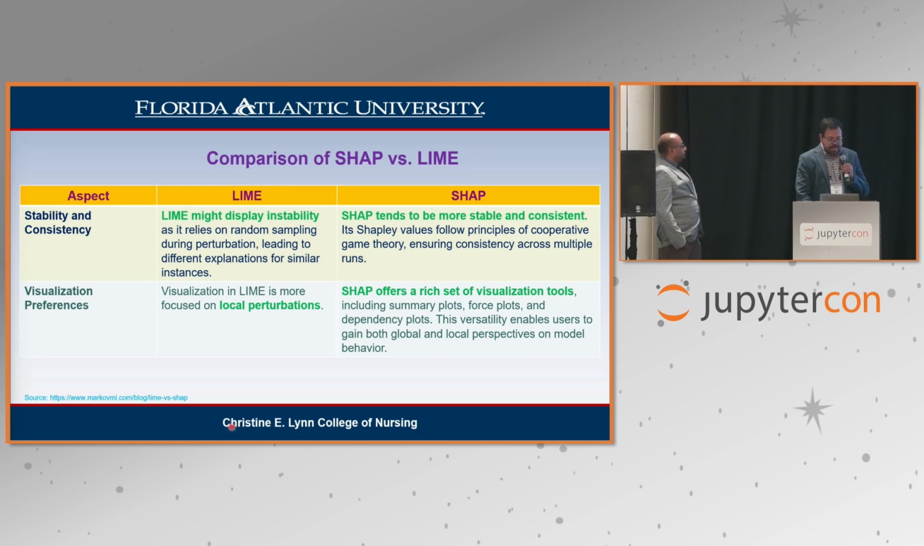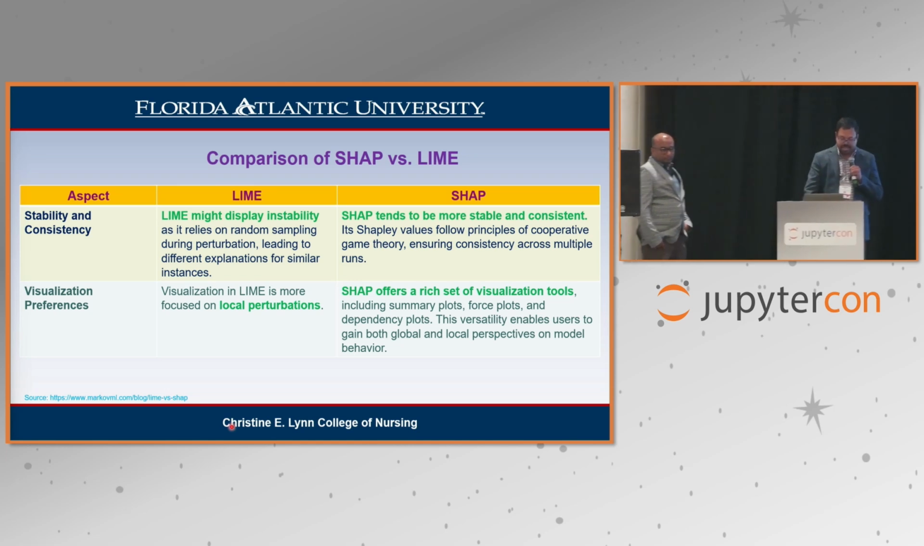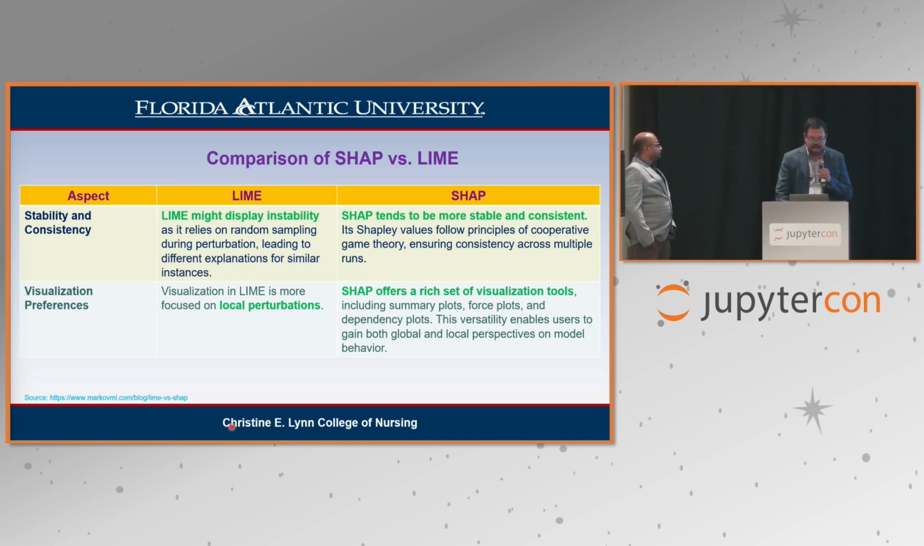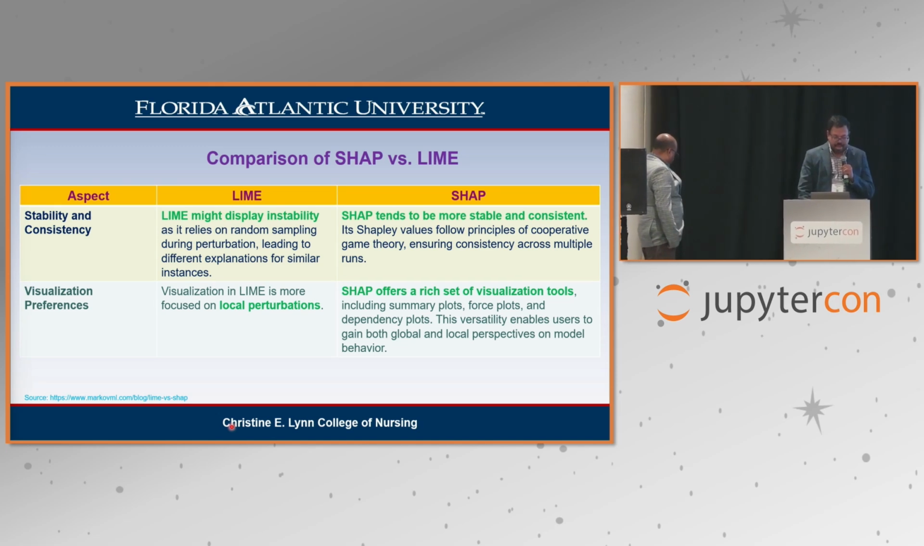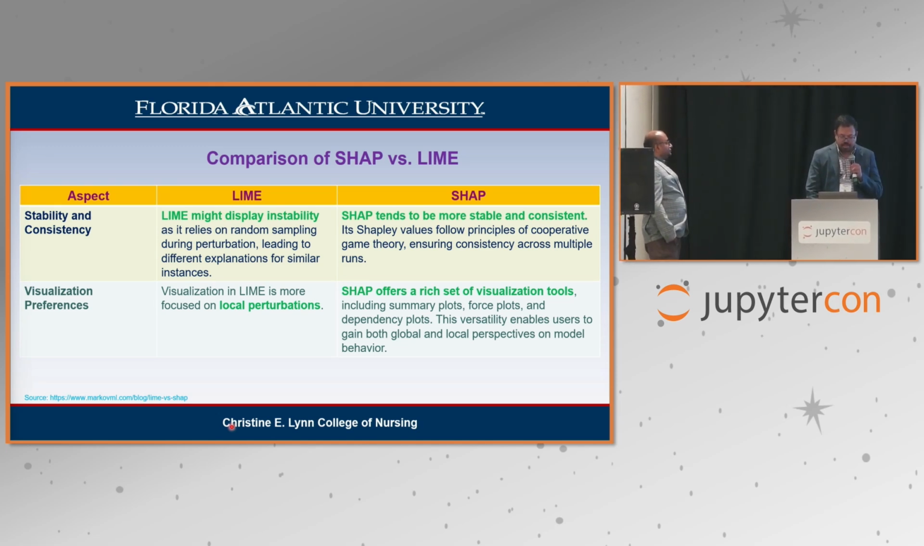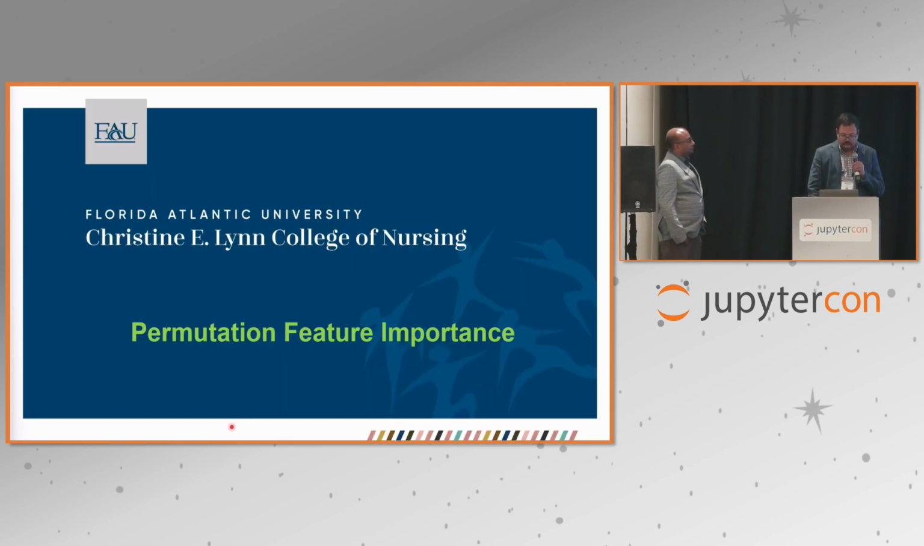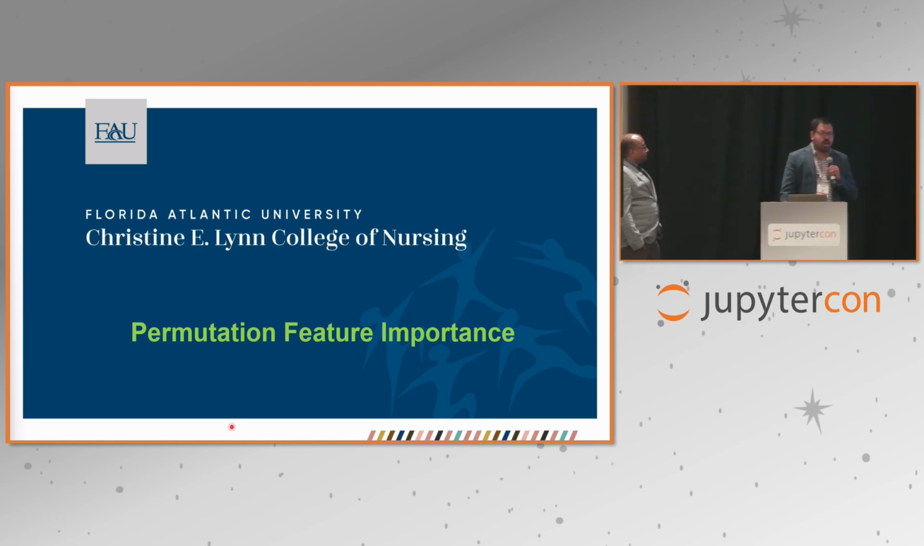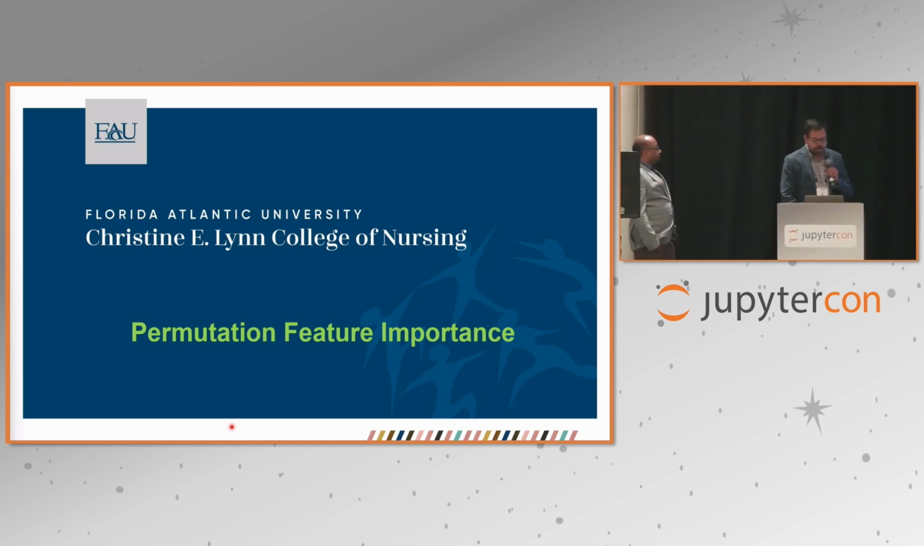And then Lime could be unstable because of several algorithmic choices. I cannot go much into details here, but you can chat about it later after the talk. And then, like I said, SHAP has a lot of plots and ways to look into interactions and individual effects on the model outcome. So there's another one called permutation feature importance.